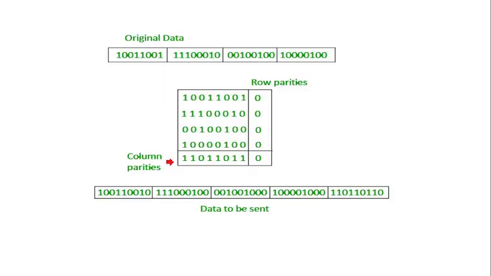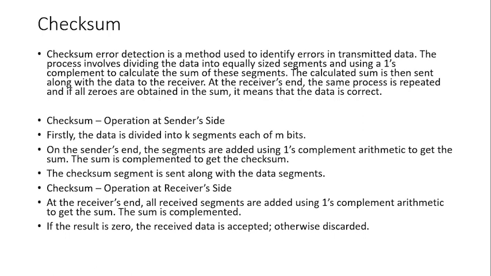So after sending this, the receiver end is going to check whether the data is original or not by recalculating the even and odd parity. So this is how the second method, called two-dimensional parity bit, works. So the third one is known as checksum. So here I am going to find the parity by means of calculating the sum of the bit data, right?